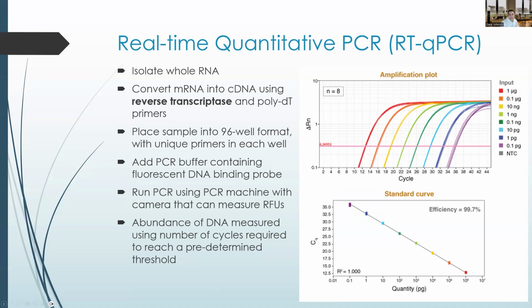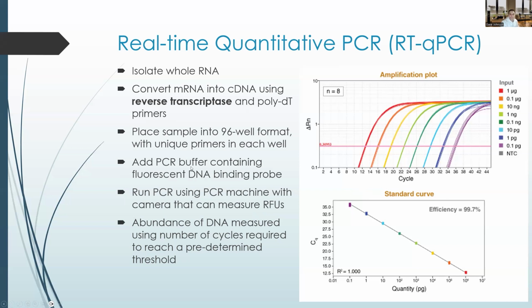Then what you're going to do is, typically this is done in 96-well format. So you're going to look at a handful of genes in each of these runs. And then you're going to use fluorescently labeled DNA binding probes and perform PCR. And the machine that does this has a camera attached. As more and more PCR product gets made, the level of fluorescence goes up, and the camera and the computer are able to measure the amount of fluorescence that you see.